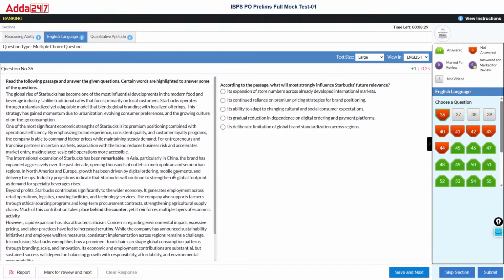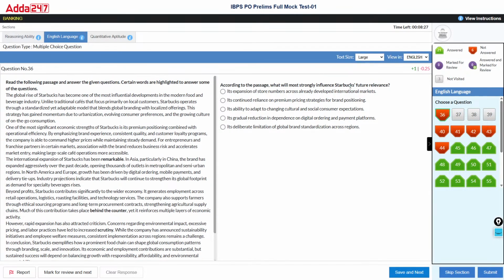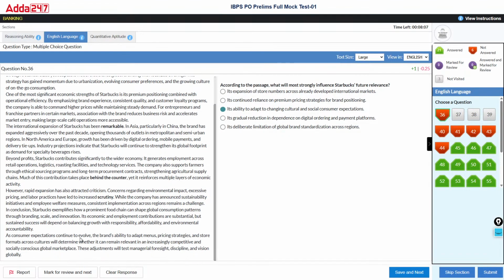According to the passage, what will most strongly influence Starbucks' future relevance? Is it expansion of store numbers across already developed international markets, or continued pricing strategies, brand position, ability to adapt to changing cultures and adapt menus?